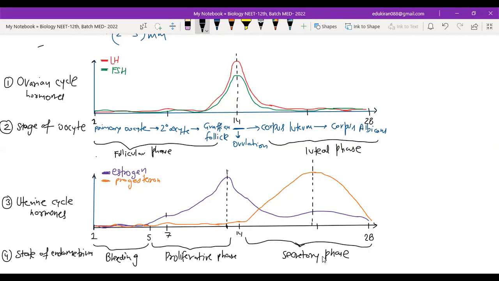here in the secretory phase or the post-ovulatory phase. So that's why progesterone is the major, most dominating hormone in the post-ovulatory phase. Which is the dominating hormone in the ovulatory phase? LH and FSH, in the ovary.